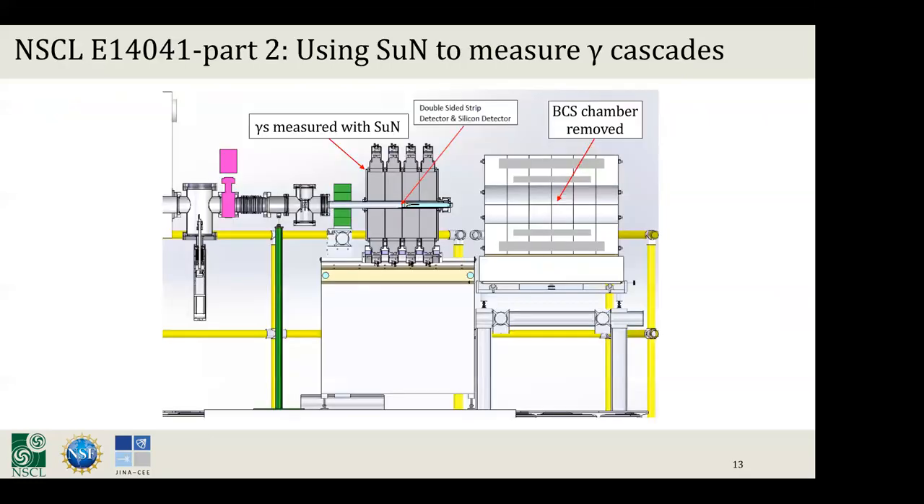So in the second part of the experiment, we used SuN to measure the gamma cascades. The beta counting station here has been removed, and instead a silicon mini DSSD has been inserted at the target position of SuN. So now the incoming beam particles are implanted in the DSSD at the target of SuN, and when it decays, all the beta delayed gamma radiation is measured with SuN.